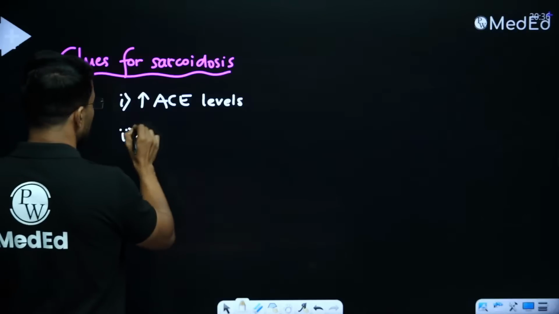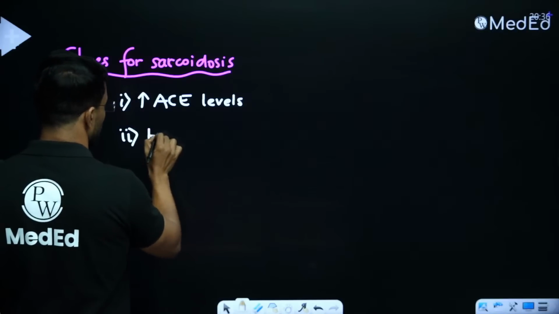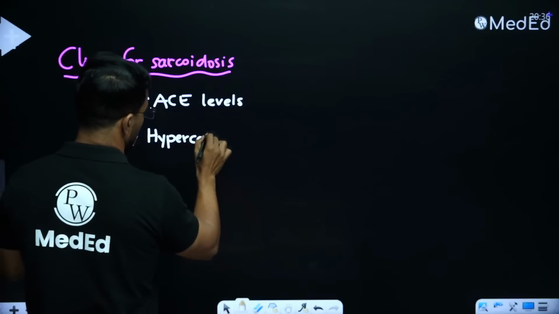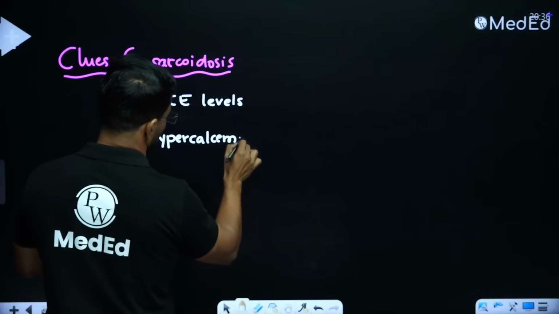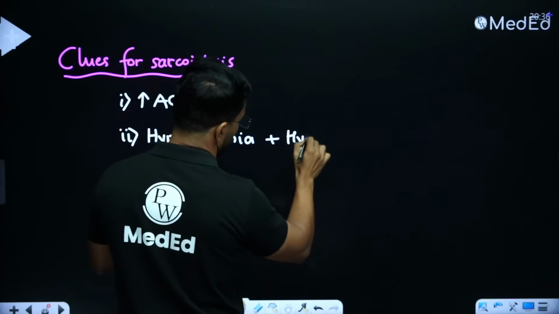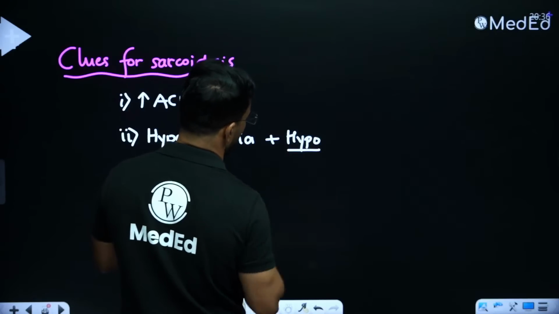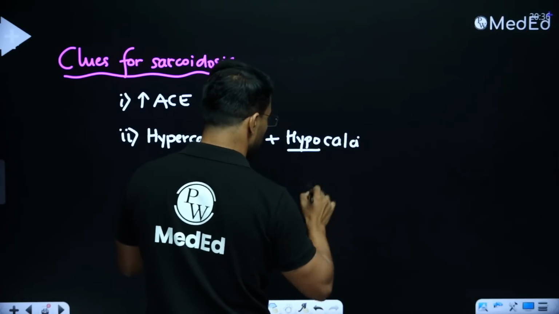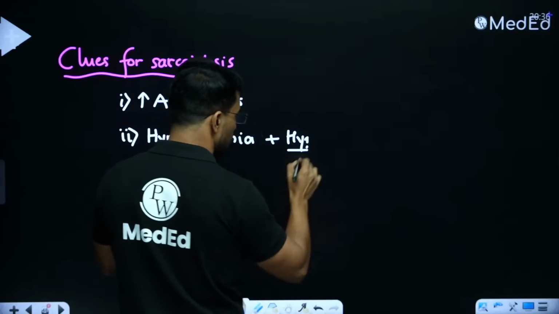Okay. Second clue is in the form of hypercalcemia plus, please remember, this is a very important point, hypercalciuria. Sorry, hypercalcemia and hypercalciuria.